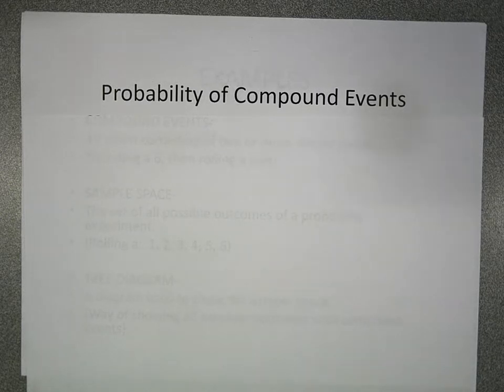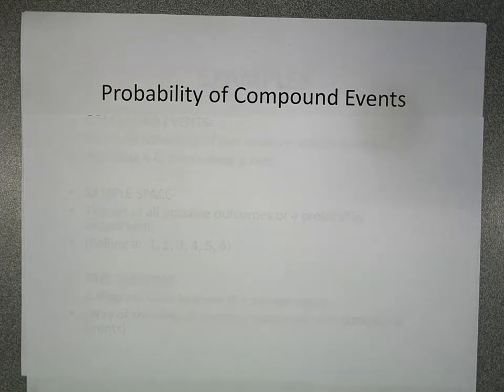Okay, so continuing on with this chapter, we now know there's two different types of probability. There's what's called theoretical and experimental. But for the most part of this chapter, because this is the actual math part of it, we're going to stick with the theoretical part.